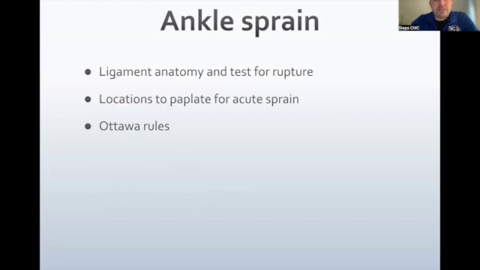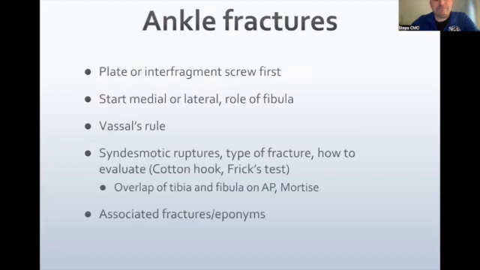With ankle sprains, ligament anatomy and testing for ruptures is always important to review. The locations to palpate for acute pain versus chronic pain, and then just review those Ottawa rules. For some reason, those always pop up, and knowing which tests are appropriate for lateral ankle instability.